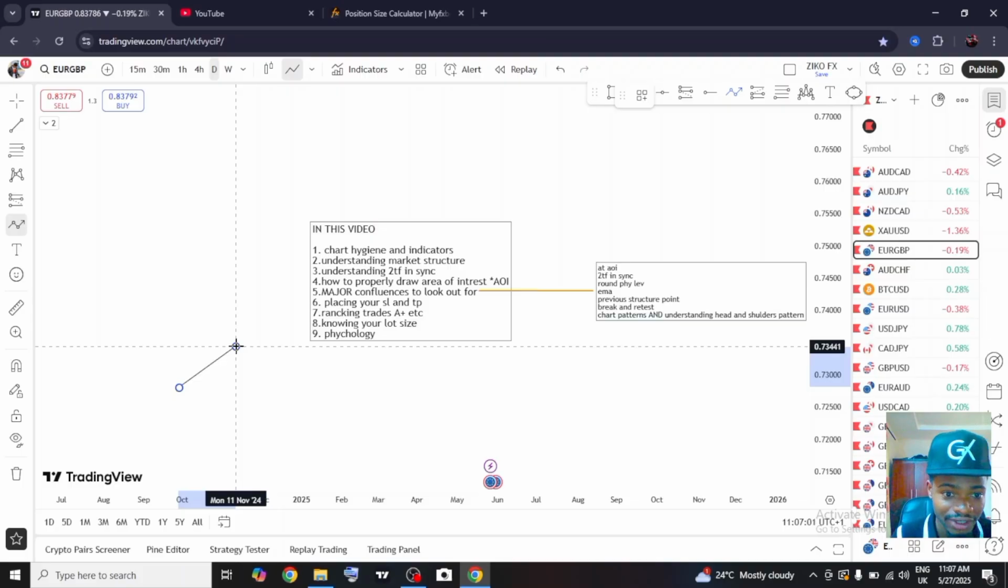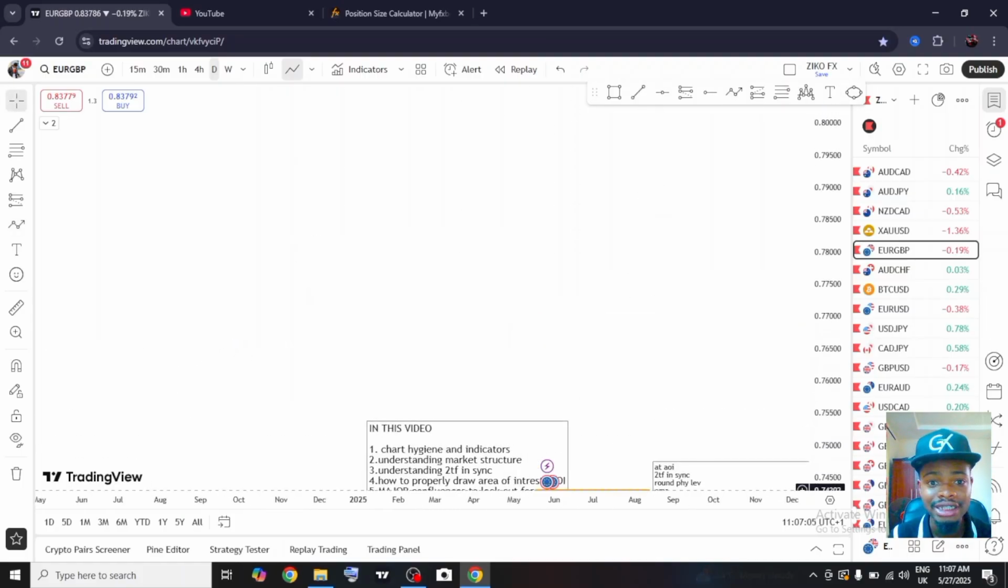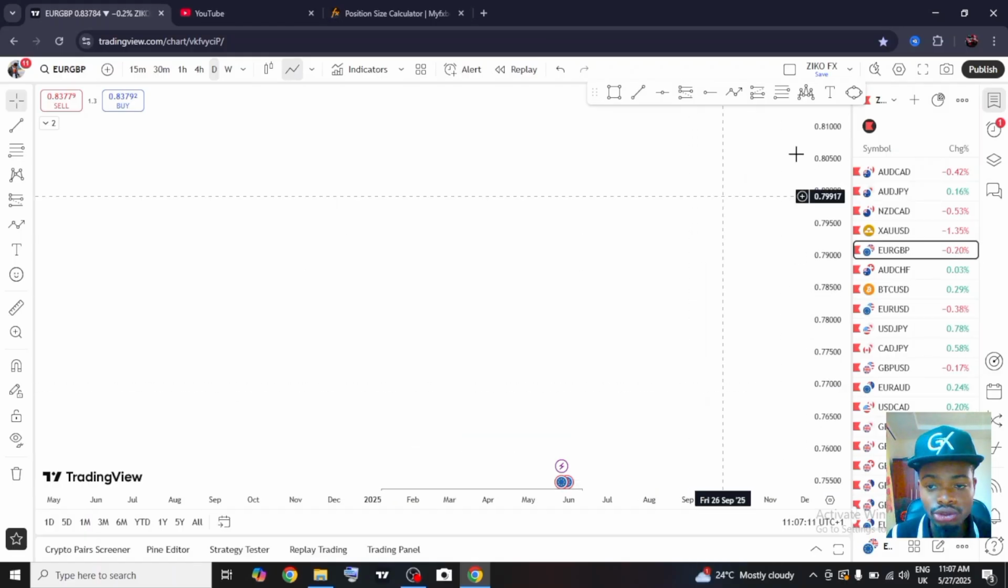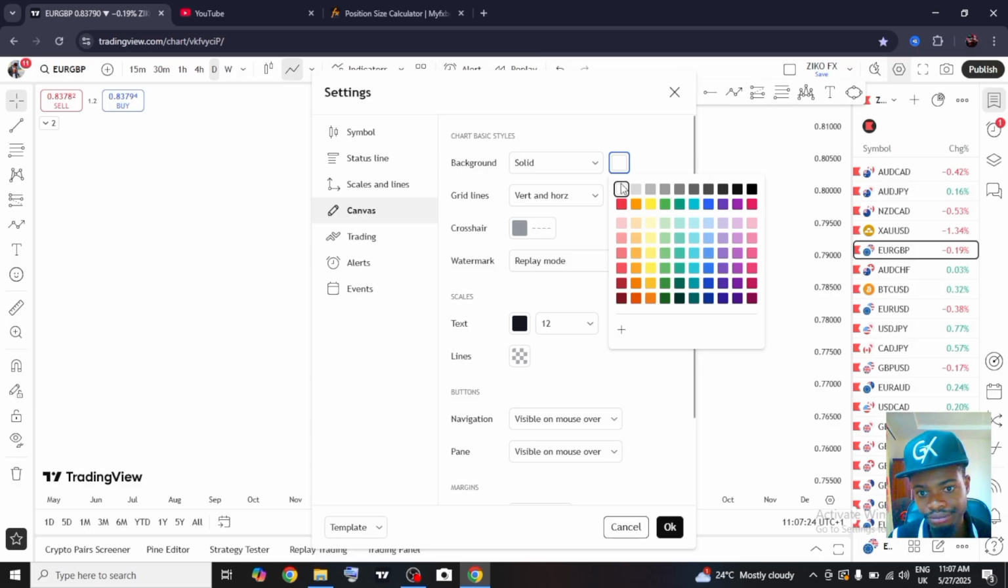Now, the first topic, like I said, chart hygiene. The first thing you need is for your chart to be as clean as this. Now, how do you do your chart hygiene right now? You go over to settings right here. Now, your canvas, go over to canvas, put it as solid color. Solid color, change it to white. Right? Change it to white.